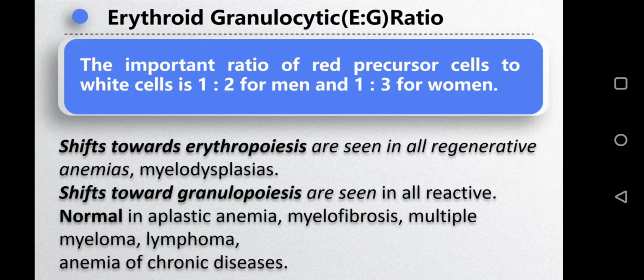Erythroid granulocytic ratio. The important ratio of red precursor cells to white cells is 1 to 2 for men and 1 to 3 for women. Shifts toward erythropoiesis are seen in all degenerative anemias and myelodysplasias. Shifts toward granulopoiesis are seen in all reactive conditions, lymphoblastic anemia, myelofibrosis, multiple myeloma, lymphoma, and anemia of chronic disease.